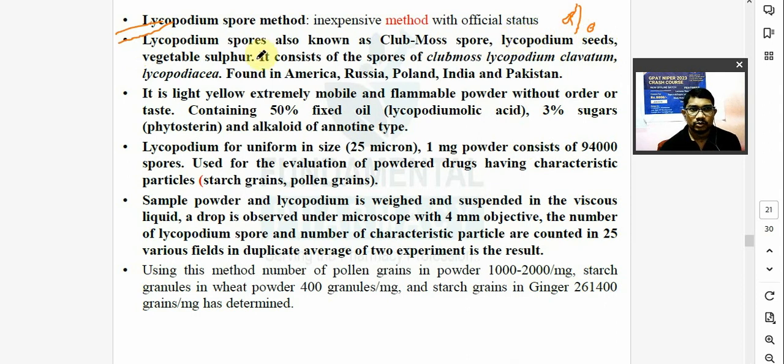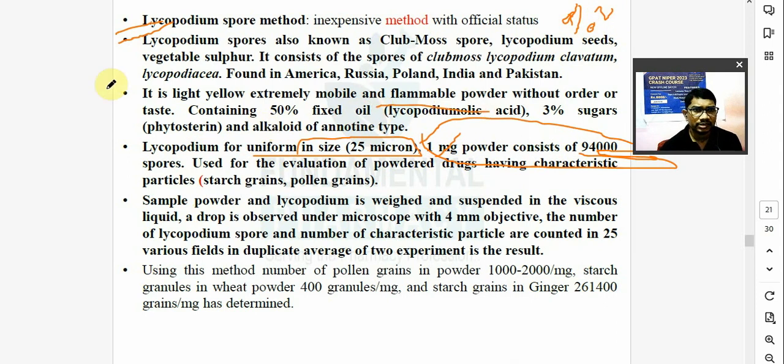Each lycopodium spore is very uniform in nature, and each spore has a size of 25 micron. A question has come on this once. 1 mg of lycopodium spore consists of 94,000 spores. So 1 mg of lycopodium powder will have 94,000 spores. This is a constant, and they are extremely uniform spores. It is an extremely flammable powder. It is nothing but the vegetable sulphur obtained from club moss of Lycopodium clavatum, family Lycopodiaceae.